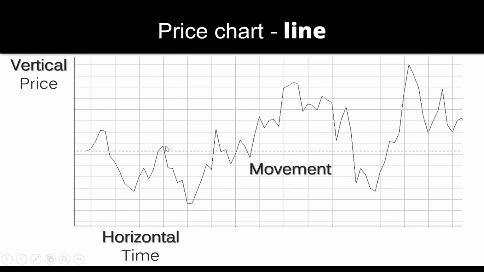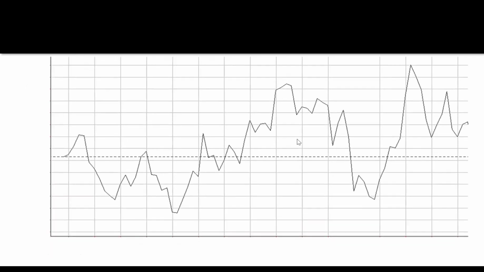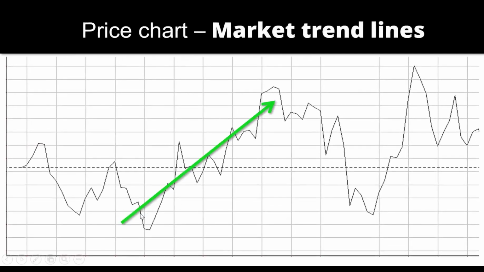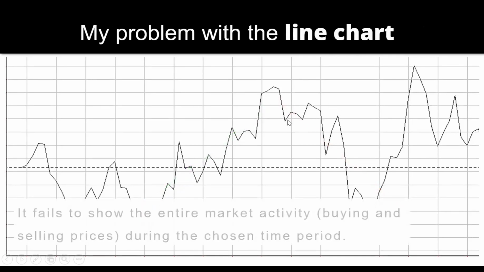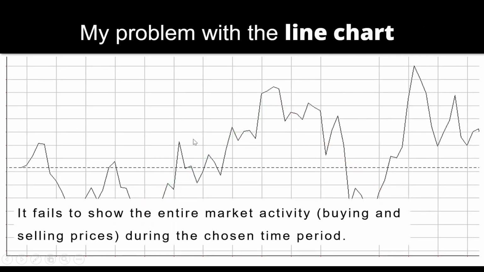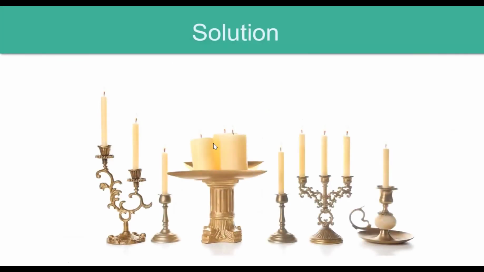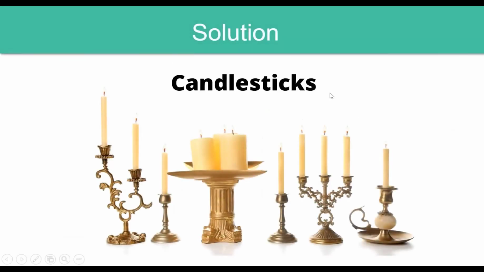And what happens in between is the movement of where us traders make or identify and distinguish chart patterns, indicators, certain movements, and we make probability predictions on where it's more likely to go. And that's when we place a bet for buying or selling. So the market can move up, can move down, and can move sideways. But I have a problem with the line chart, and that it fails to show the entire market activity, which is the buying and selling prices during the chosen time period. So the solution is candlesticks.